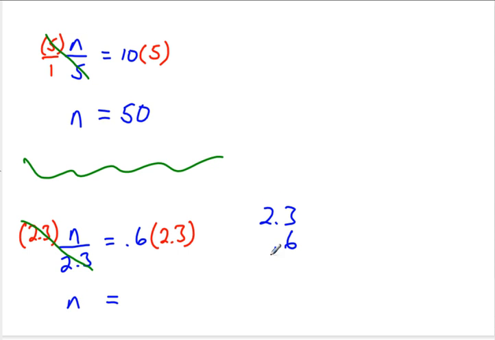2.3 times 0.6. Nothing we can't handle. 6 times 3 is 18. 6 times 2 is 12. Adding the 1. Now here we have 2 digits after the decimal place, this one and this one. So our 138 actually becomes 1.38, which makes sense because this is about half, and so half of 2.3 is going to be close to 1.38.